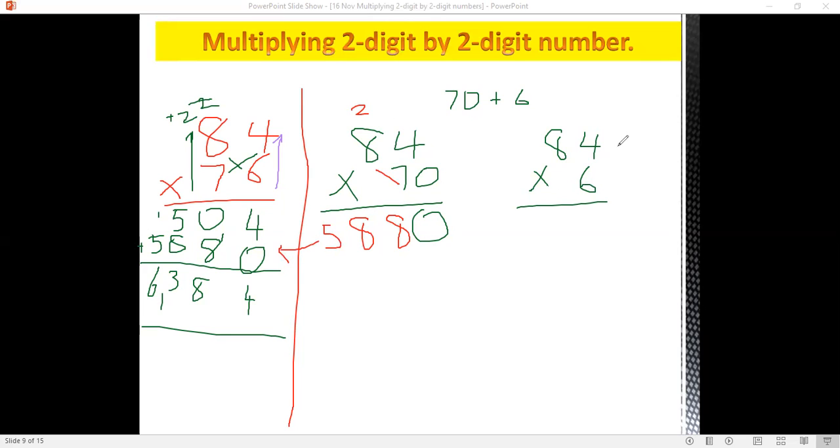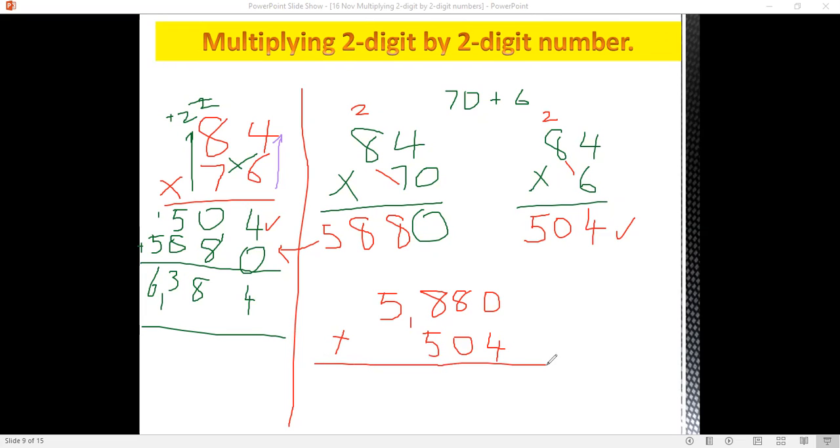Now let's go to the next one. 6 times 4 is 24. Carry 2. 6 times 8 is 48, plus 2 is 50. Is our answer here, 84 times 6, 504? Yes, they are the same. Now, what is the last thing we have to do? We are going to add. Let's add 5,880 plus 504.